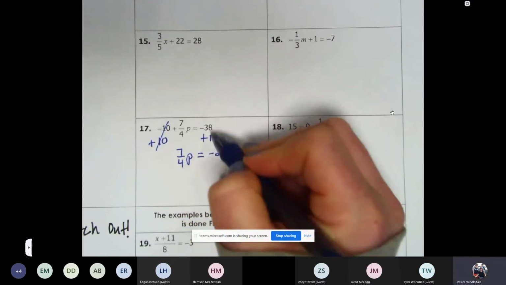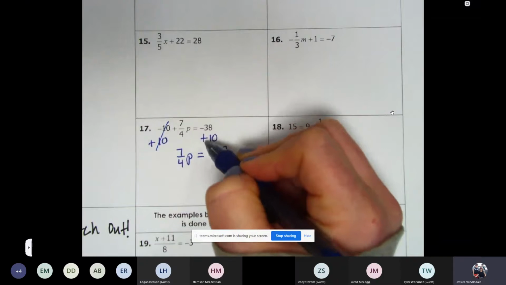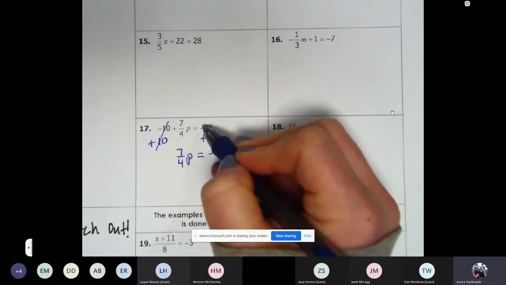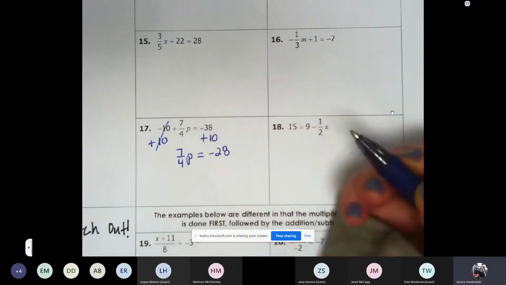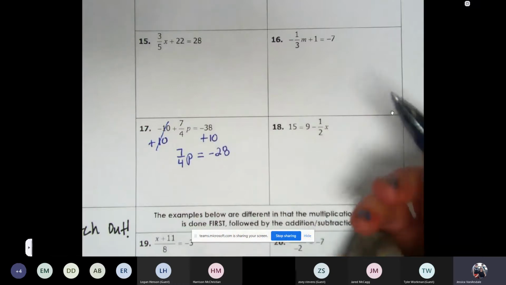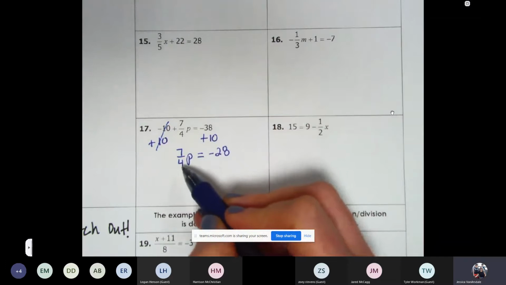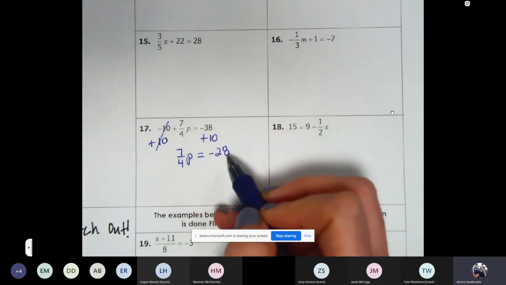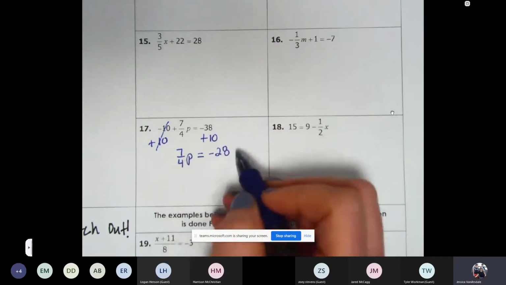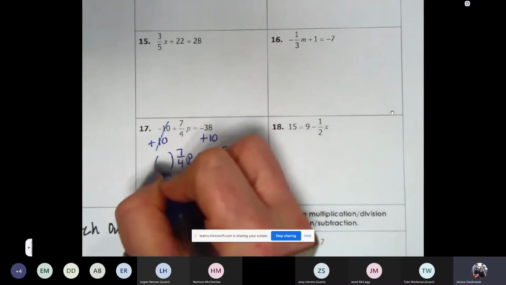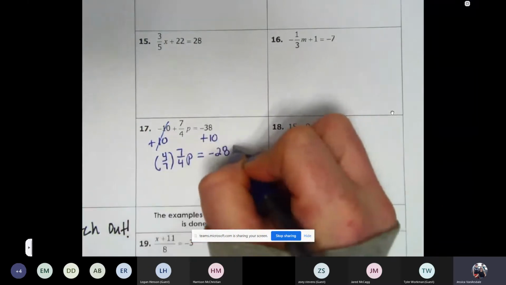Now, again, these are integer rules. And if it's opposite signs, you subtract, remember, and then you get the sign of the bigger number. Again, though, just use your calculator if you have one at home. It'll make your life easier and you'll make fewer mistakes. Now we have 7/4 p equals -28. We're going to multiply both sides by the reciprocal. So we're going to just flip that fraction like this.